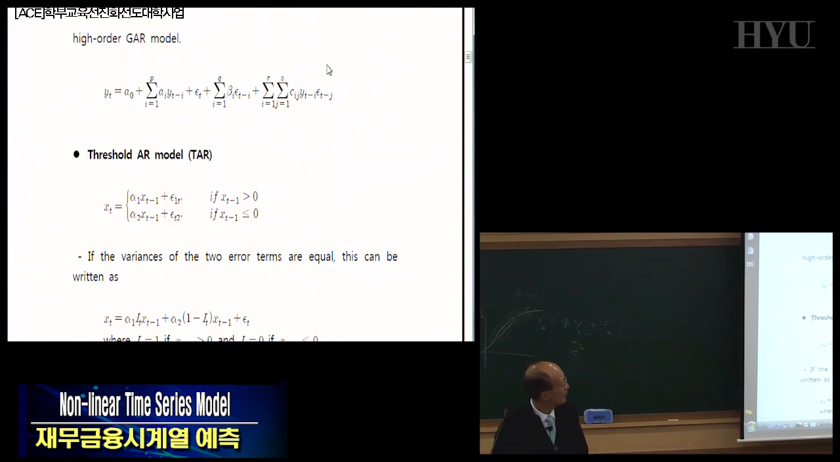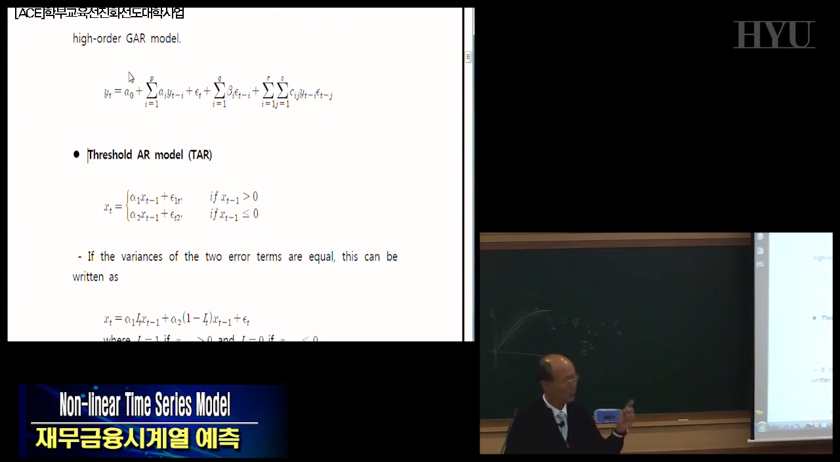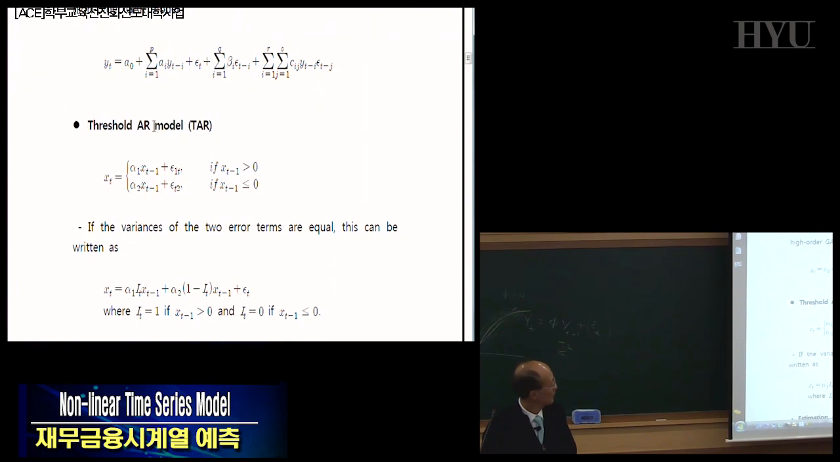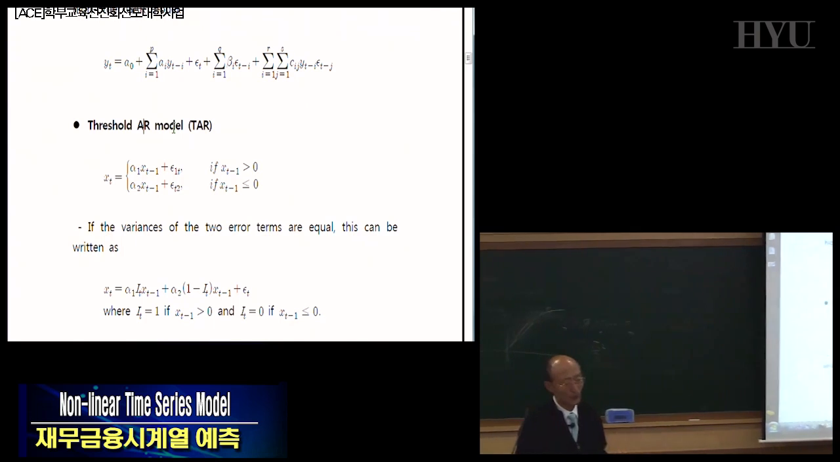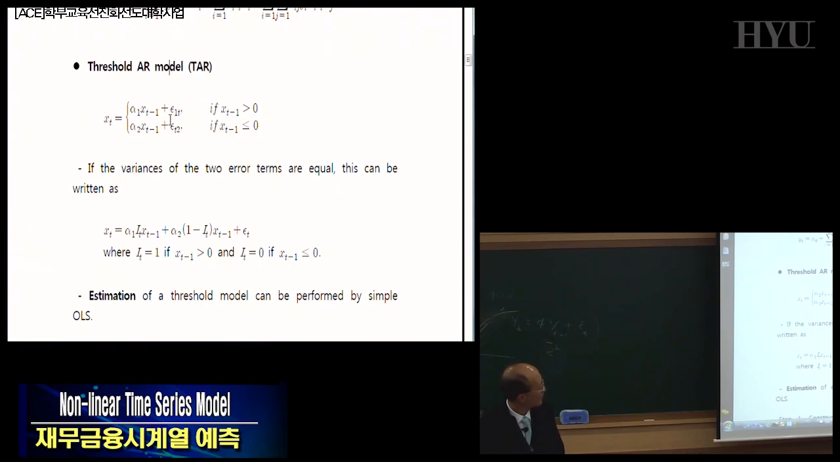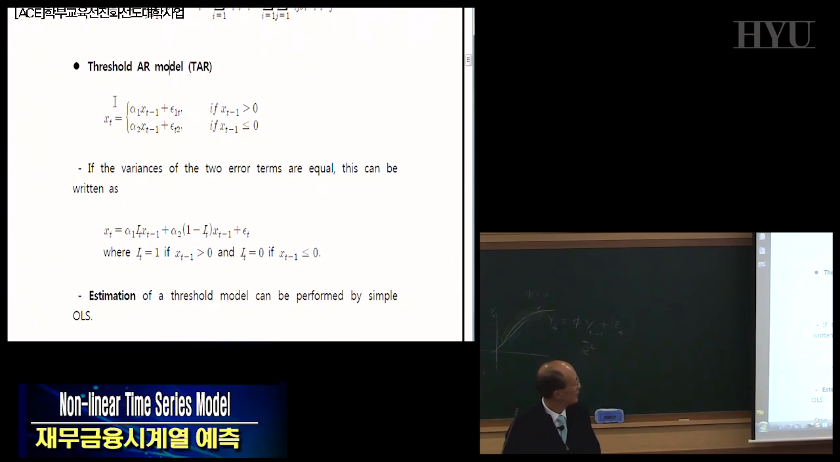I mentioned that this type of model can be estimated using nonlinear least squares. But this threshold model, I think, has more empirical application than others. So let's talk more about this TAR class model. Suppose the variance of these two epsilons are the same, let's say sigma squared. Then this expression with this condition can be written in this single equation.